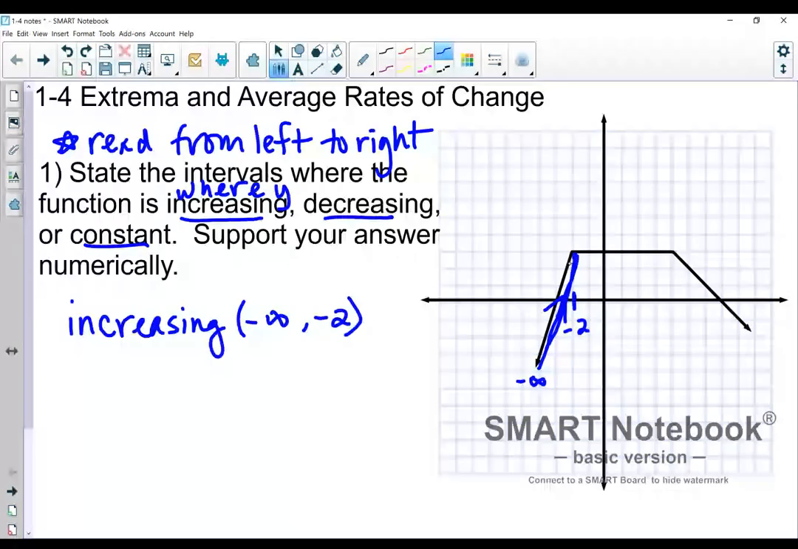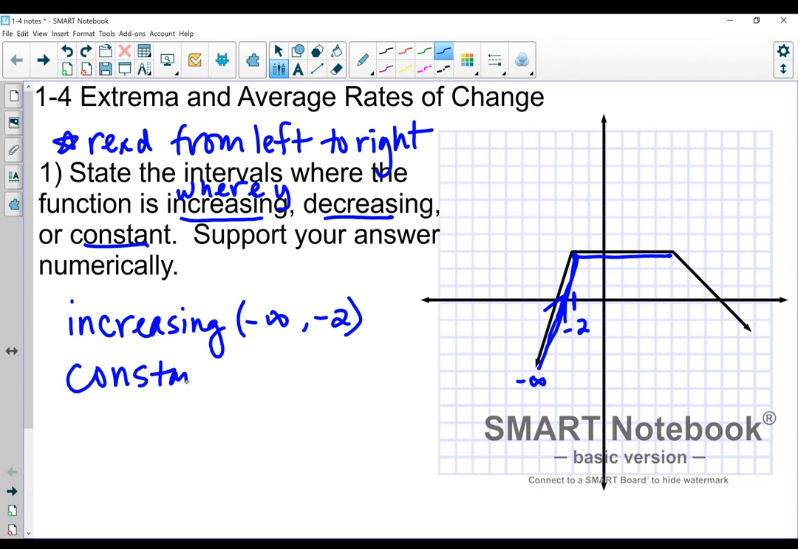The next piece of my graph, as I continue on from left to right, is just flat. So I am staying constant. So my constant part of the graph, using soft parentheses again, is from -2 to this spot over here, which correlates to 4 on my x-axis. So again, my y is increasing from negative infinity to -2 for x. My y is constant when x is from -2 to 4. So we're looking at what the y is doing, and then where on x it is doing that.